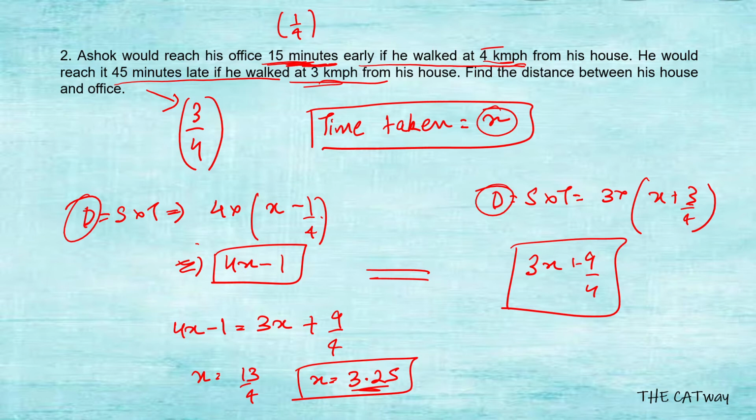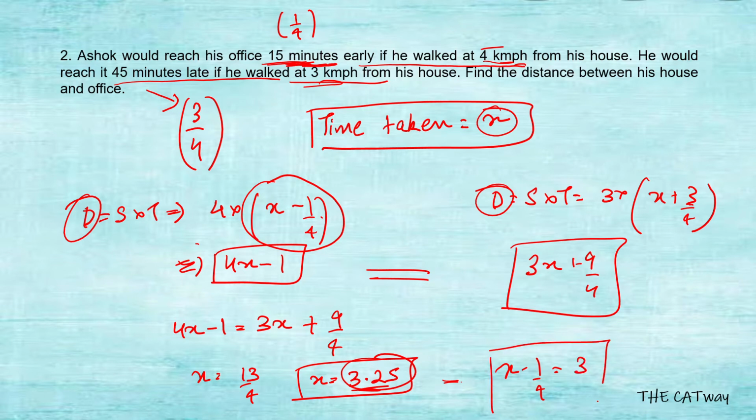We do not know his actual everyday speed, so we calculate x minus 1 by 4. Subtracting 1 by 4 from this, 3.25 minus 0.25 will come out to be 3. So in 3 hours he walks at 4 kmph. Multiply 4 into 3 and you will get 12 as your answer. That is the distance between his home and his office.